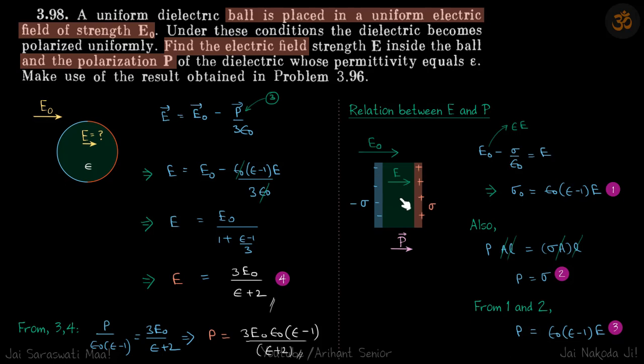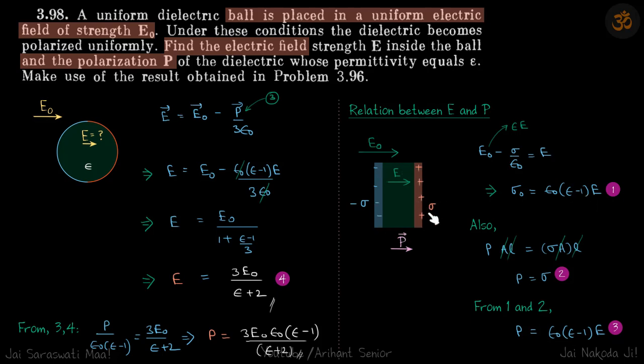So we have electric field E inside and E naught is outside, just like here. So let's say we have sigma and minus sigma. These are the surface bound charges. So E naught minus sigma by epsilon naught is equal to E, our standard result, and outside field is epsilon times more than inside. So E naught is equal to epsilon E. So we'll put that and we'll get sigma is equal to epsilon naught into epsilon minus 1 times E.